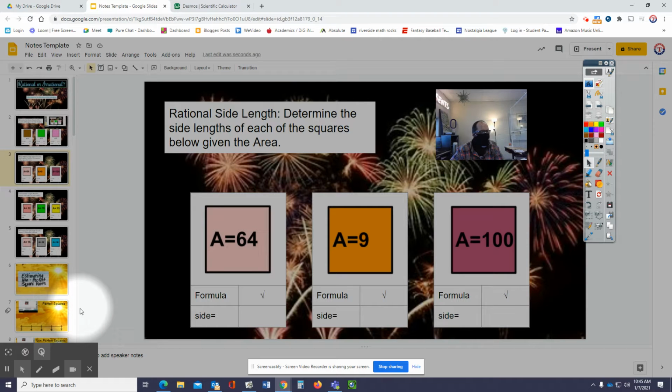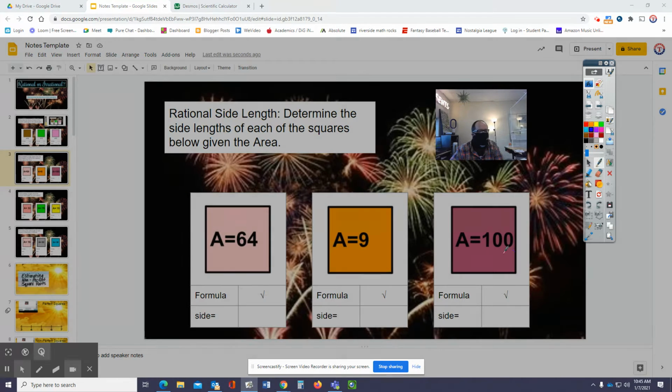Okay, so here we go. What we're going to do in this video is actually look at how to find the side length of a square if we know what the area is. So basically, we're going to try to work backwards from what we did the last slide. In the last slide, to find the area, we multiplied both of the side lengths by themselves to find the area. In this one, we want to find out what the side lengths are.